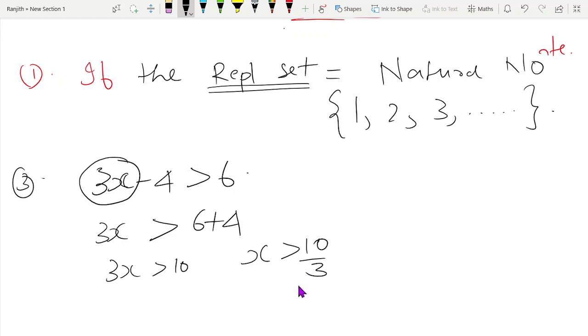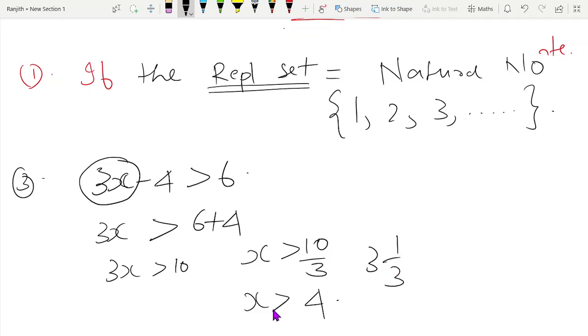Correct. X is greater than 10 by 3, right? Yes, sir. What is 10 by 3 in mixed fraction? 3 1 by 3, sir. Okay, 3 1 by 3, I'll consider as 4. Let me take it as 4. So x is greater than what? 4, sir. So what are the numbers? 4, 5, 6, 7, 8, and it goes on, sir.